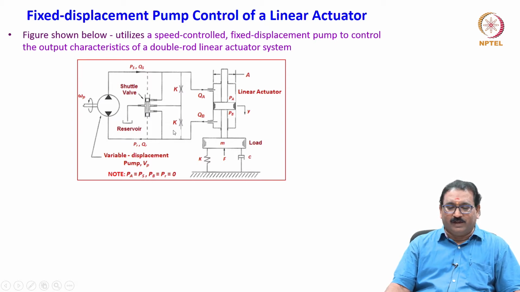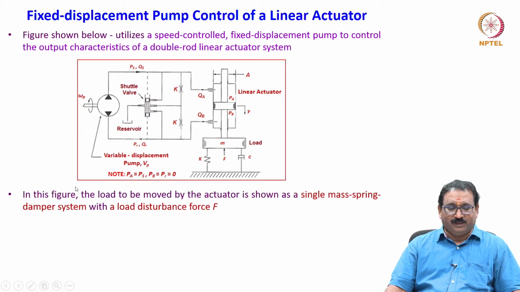Here also you will see friends, the load is shown here as M, and other parameters like a spring and a damper are shown with K and C. Let us see now how this will work. In this figure, the load to be moved by the actuator is shown as a single mass spring damper system with a load disturbance force F.